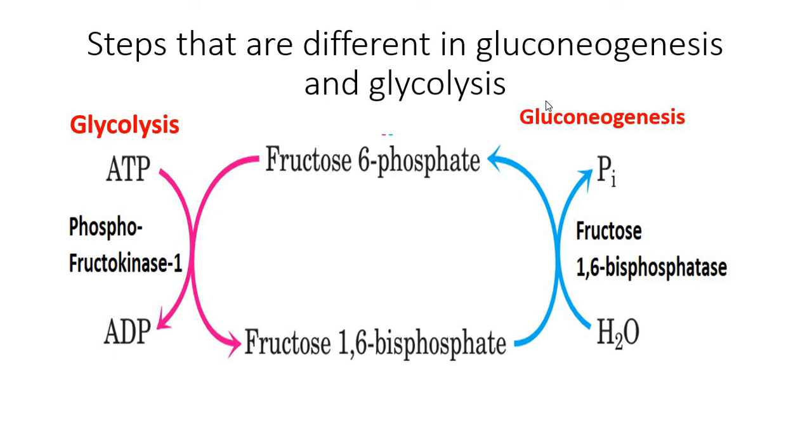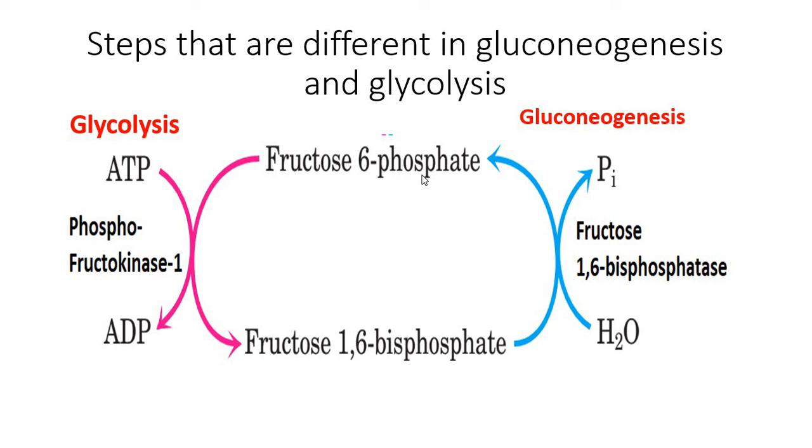Now the second step where the variation occurs. In this step of glycolysis, fructose 6 phosphate converts to fructose 1,6 bisphosphate, and the enzyme is phosphofructokinase 1. In gluconeogenesis, fructose 1,6 bisphosphate converts to fructose 6 phosphate, with the enzyme fructose 1,6 bisphosphatase. One thing to be noted regarding the enzymes: the kinase means the enzyme which adds the phosphate group.